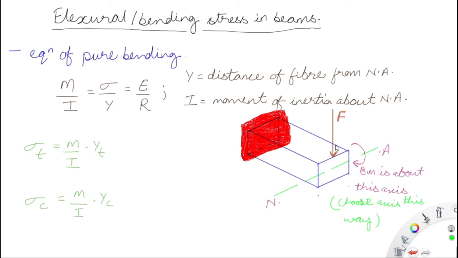So if the UDL is acting, UDL will be here, UVL will be here, or point load will be here, and this is the neutral axis perpendicular to it. So this is the way of choosing the axis.